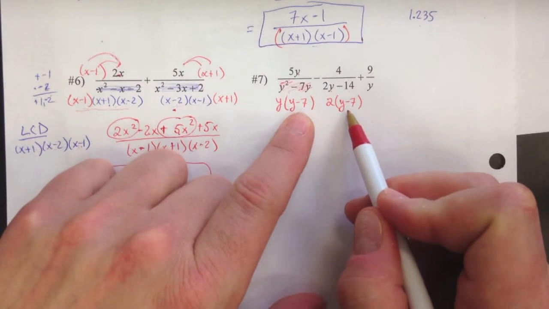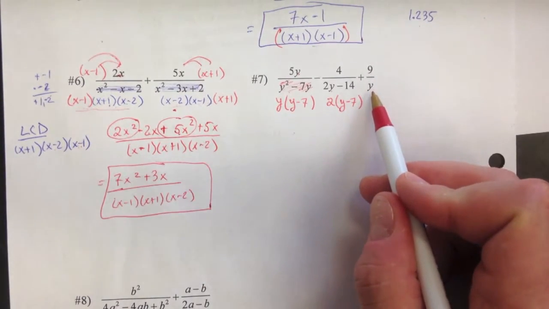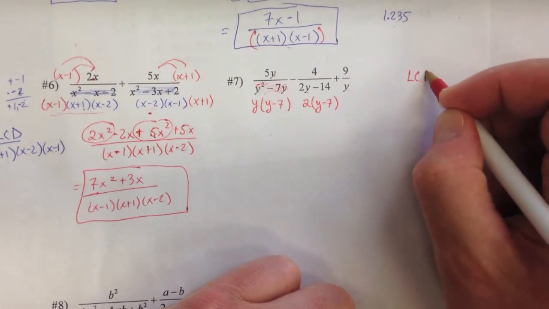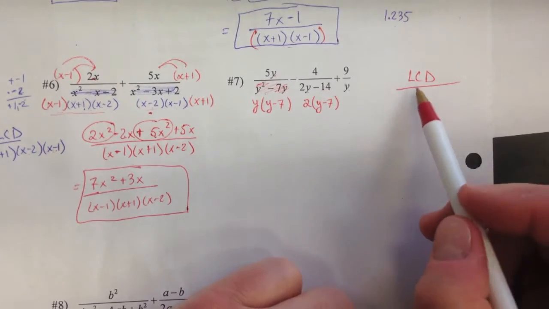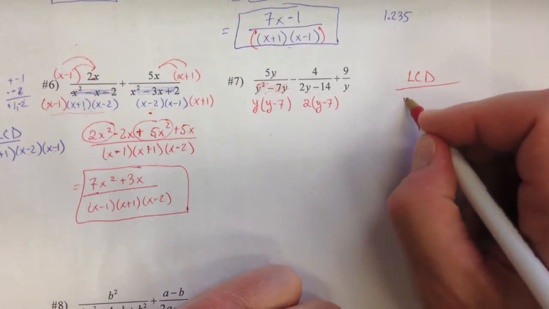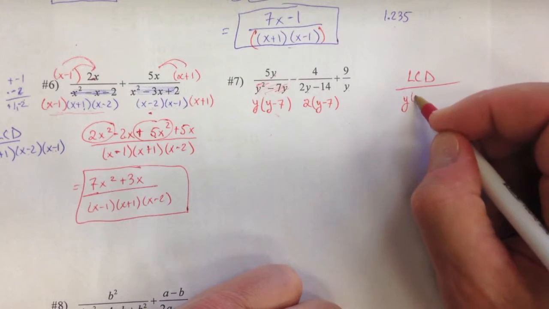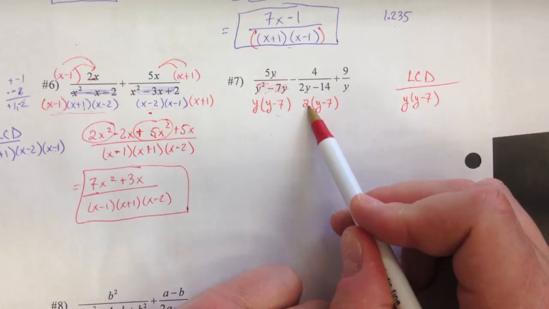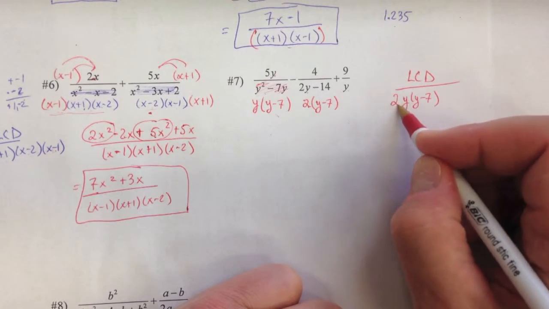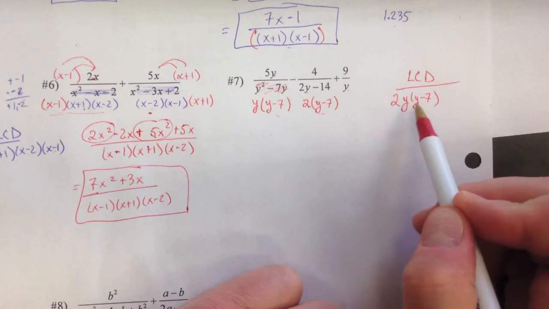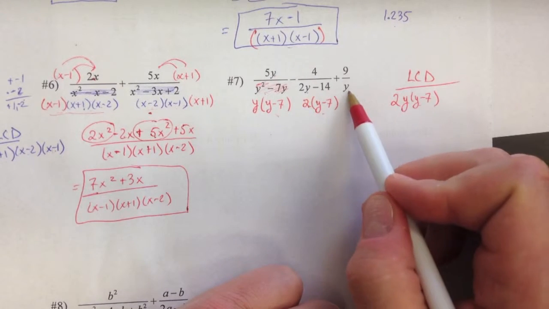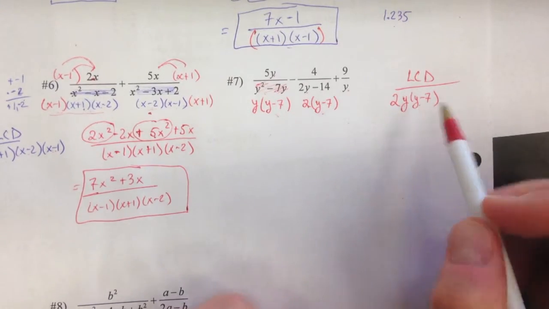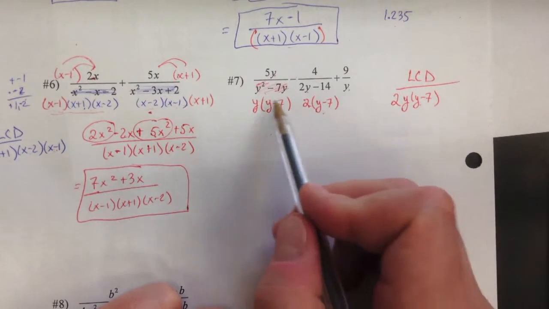That's kind of nice that they're the same. And then the third fraction, the denominator is a y. So, on the side here, LCD, we have to have a y. We have to have a y minus 7. In the second fraction, we have to have a 2. Okay, it's not there yet. I'm going to put a 2 there. We have to have a y minus 7. Check. It's good. In the third fraction, we have to have a y. Check. Here's your LCD.